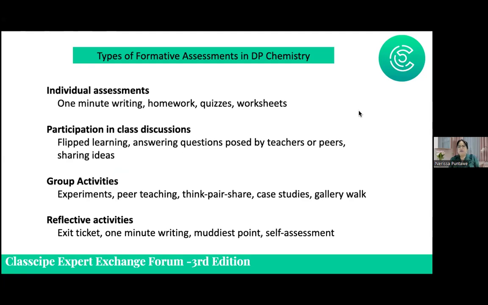Now, the last one is reflective activities. Usually the teachers forget to give these reflective activities. This is the exit tickets. You ask the students to just write what they have learned that day, 1 minute writing maybe to answer some questions, or muddiest point where they write what topics they're struggling with, or maybe you could give them some self-check or self-assessment. So it's very important that you vary your formative assessments.